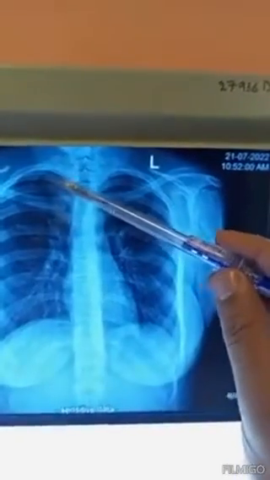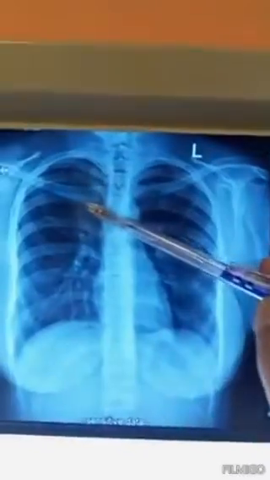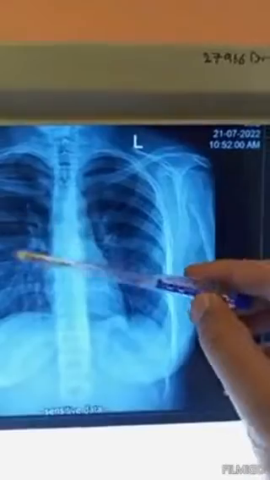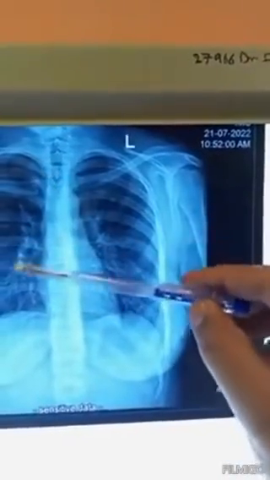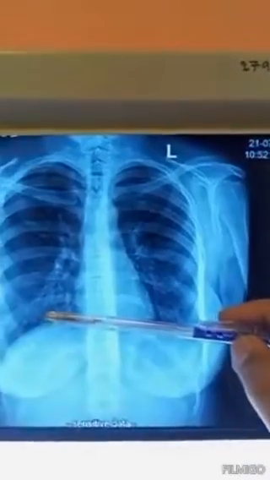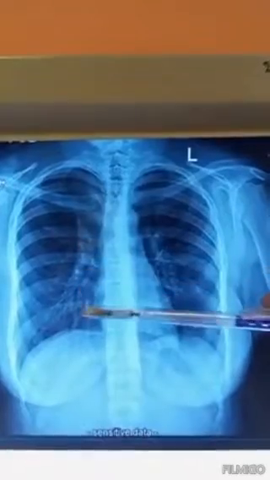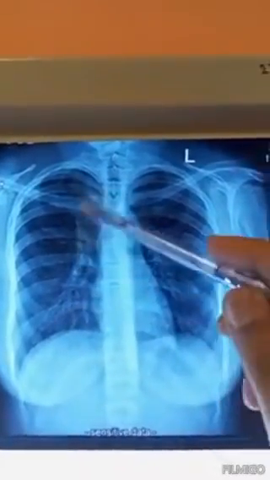So look at this rib. This is the first rib, second, third, fourth, fifth, sixth, seventh, eighth. So these are 8 ribs covering the lung field. So it means that this x-ray was correctly taken during the inspiration phase, right? Why? Because the ribs are more than 6 in number.